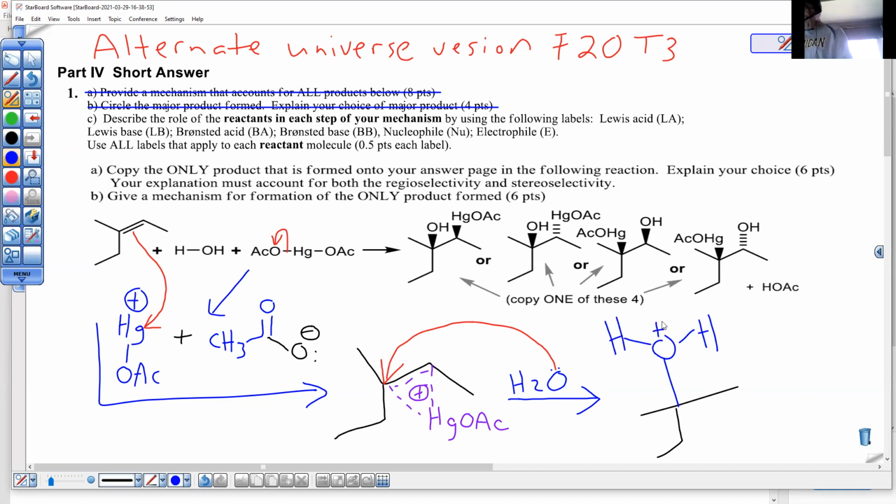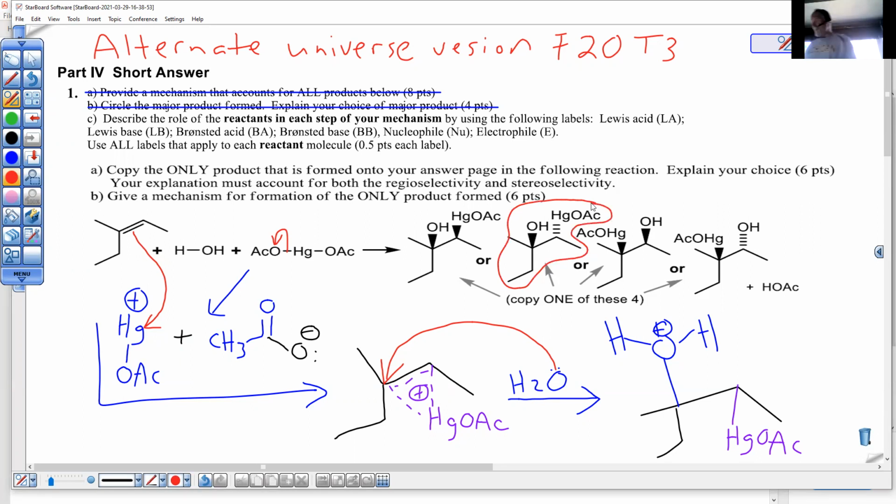Mercury. Yeah, I lost a carbon. And mercury's down here. Mercury's here. So OH up and mercury down. You didn't need wedges and dashes. Which of the 4 products shows mercury and oxygen on opposite sides and oxygen on the more substituted carbon? It is indeed the second product. So we're going towards this.